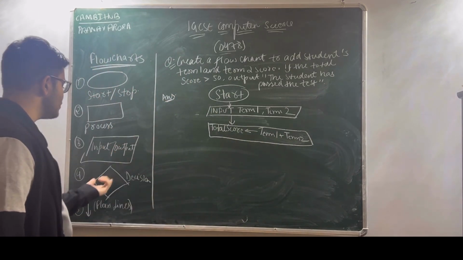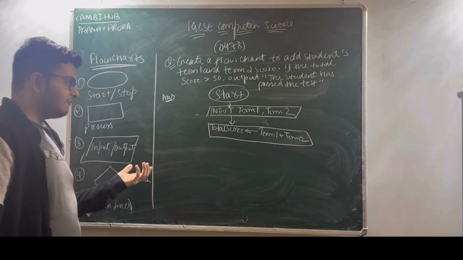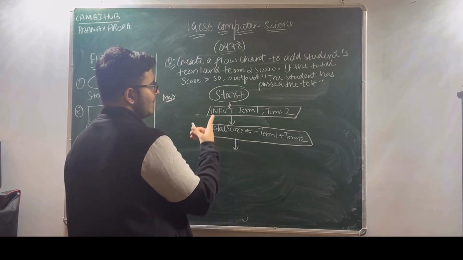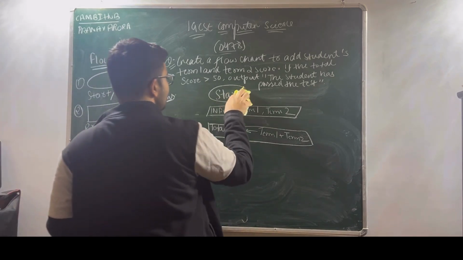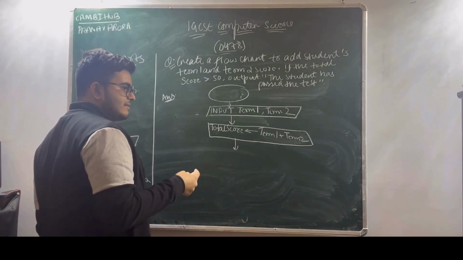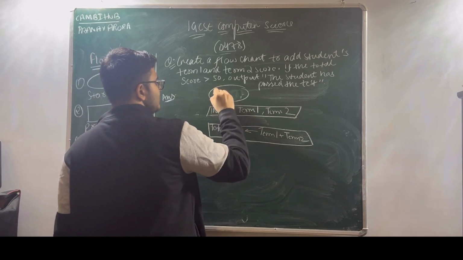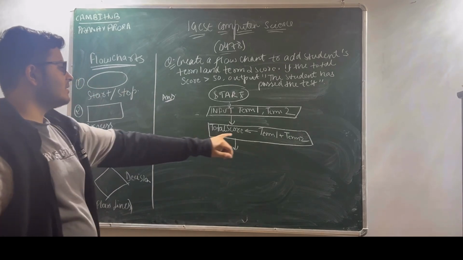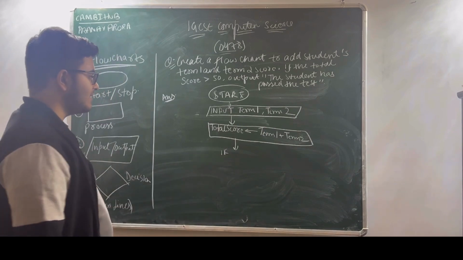Then we want to make a decision: whether the score is greater than 50 or less than 50. So let's make a decision. We'll say IF. All of the keywords need to be in capital letters, like INPUT and START. You need to make sure that all of the keywords, like STOP, START, INPUT, IF, ELSE, need to be in capital letters. So: START, INPUT term 1, term 2, total score is term 1 plus term 2.